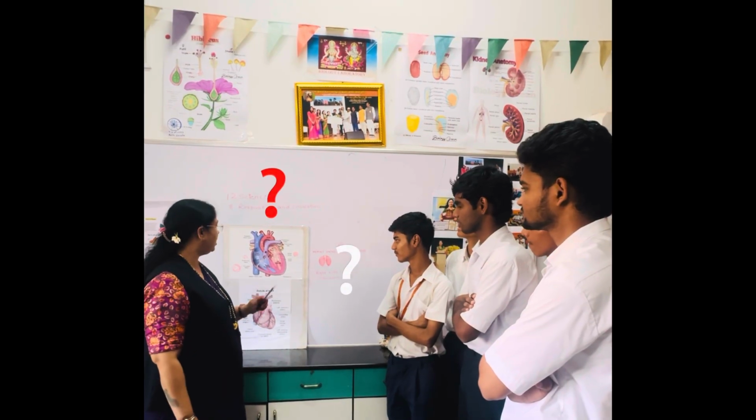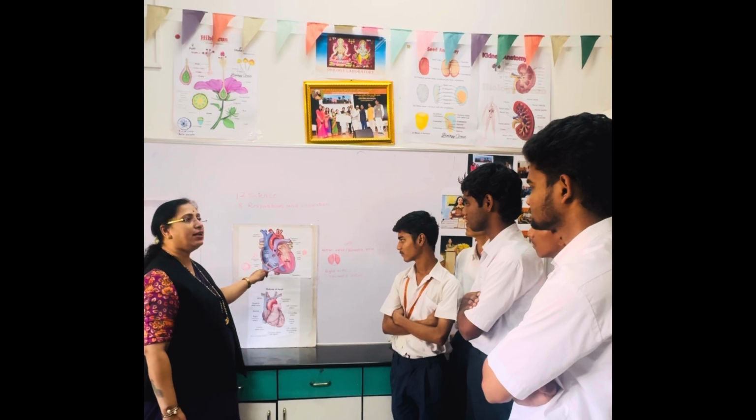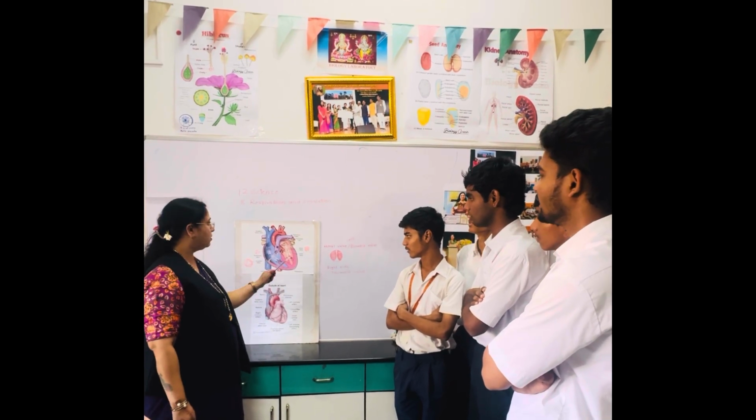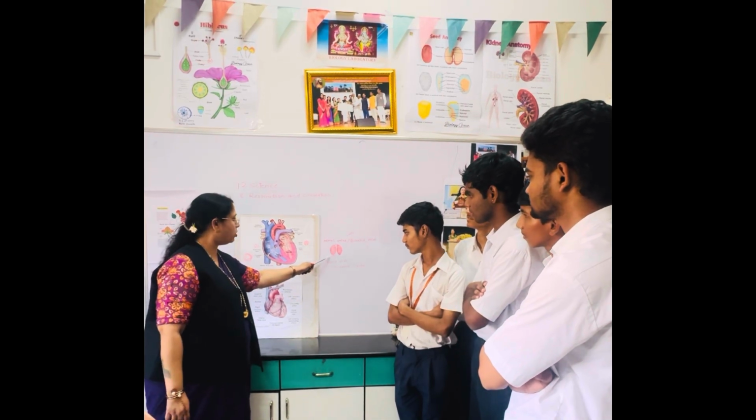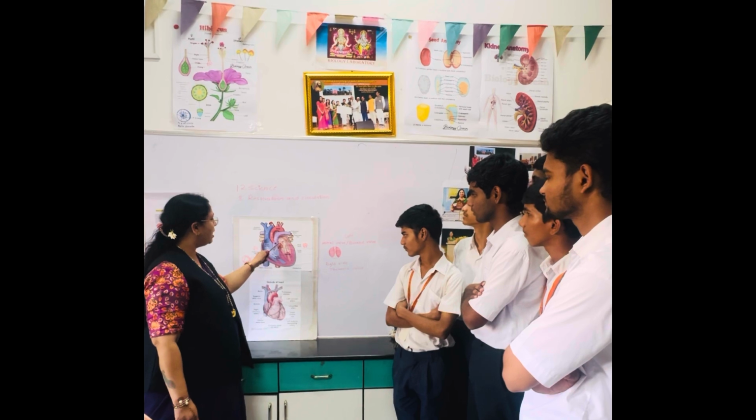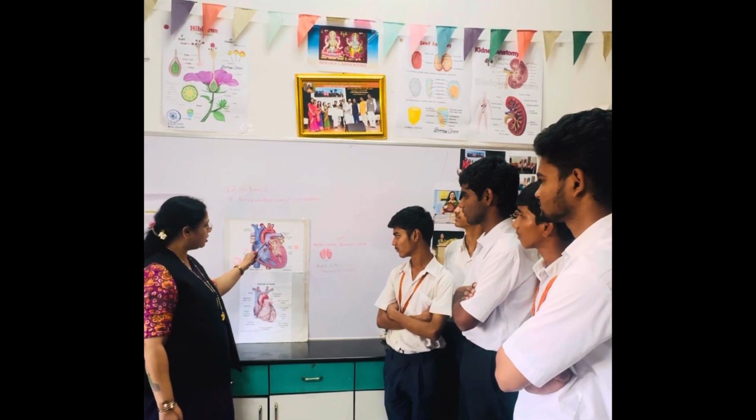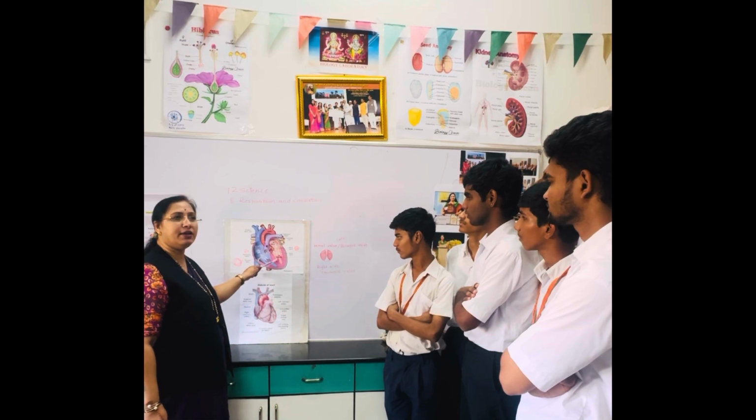Student, now tell me which valve is present between the left atrium and left ventricle. Bicuspid valve. We call it a bicuspid valve because there are two flaps which open and close, and they control the entry of blood from left atrium to the left ventricle.